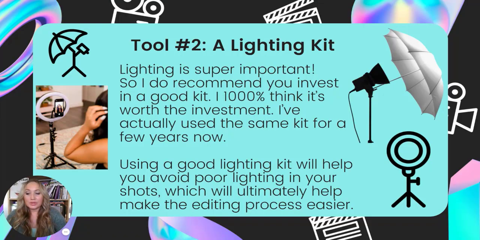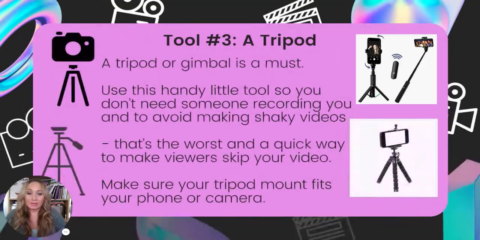But start simple. You can get one of these ring lights on Amazon. I think I even got one at a discount store like Marshall's, something like that. And then Best Buy will have them as well.